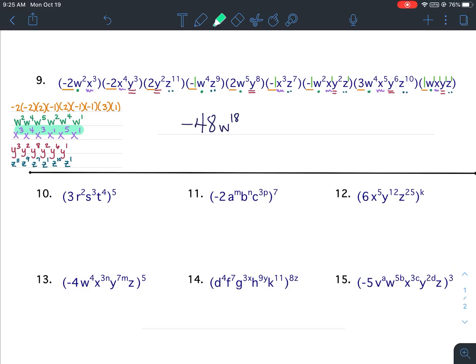Now I'm going to add these exponents. 3 plus 4 is 7, plus 3 is 10, 11, 16, 17. So X to the 17th. Five and 8 is 13, 14, 15, 21, 22. Y to the 22nd. And then last but not least, the Z. So 11 and 9 is 20, 27, 28, 38, 39. Z to the 39th. And that is it.